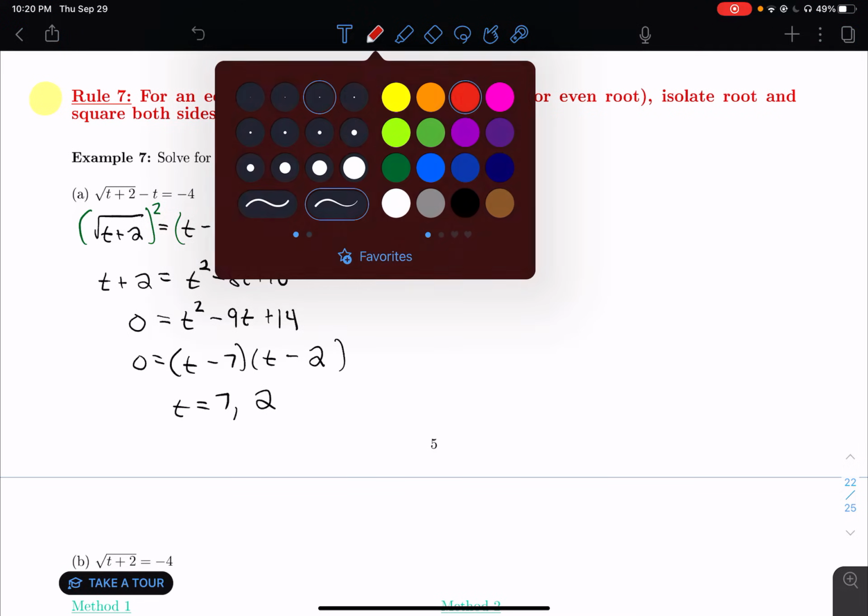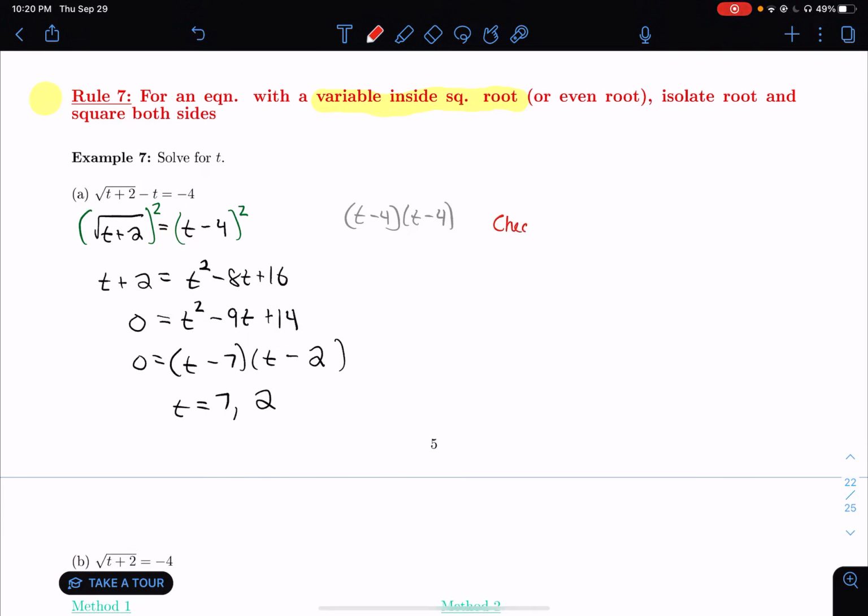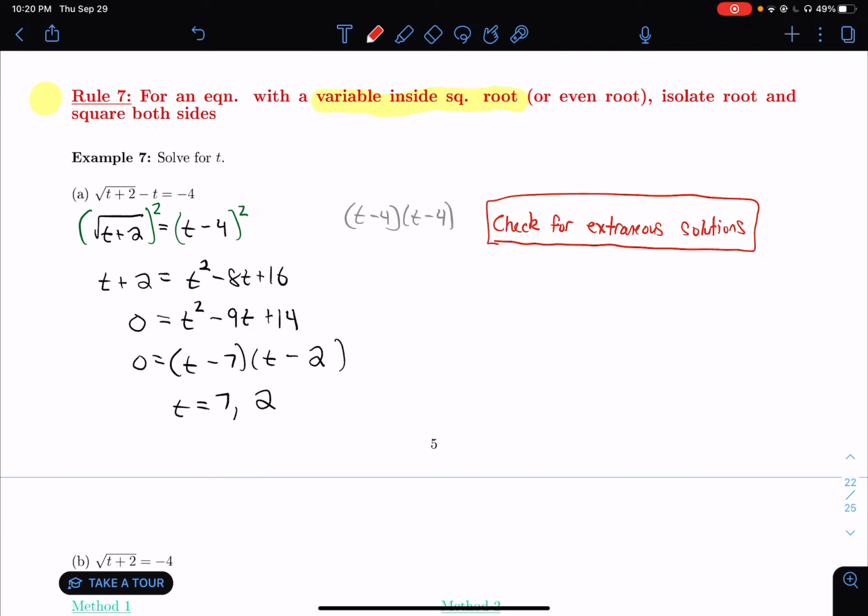There's something I still need to do, which is check for what are called extraneous solutions. We've seen that term before. Extraneous means sometimes when I'm solving an equation, I can get extra answers that don't actually work when I plug them back in. If I have an equation with a variable inside of an even root, that's a situation where we can produce extraneous solutions, and I'll talk about why later. But for right now, let's check these answers and see if they work.